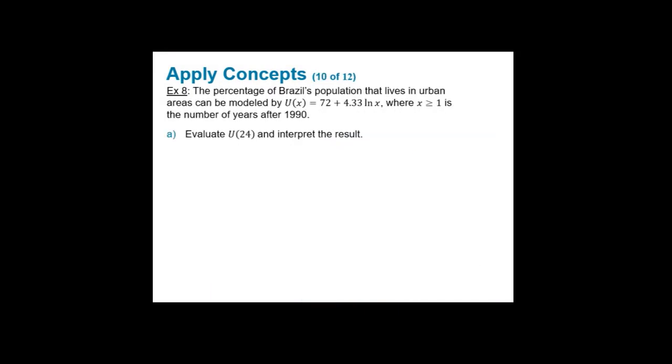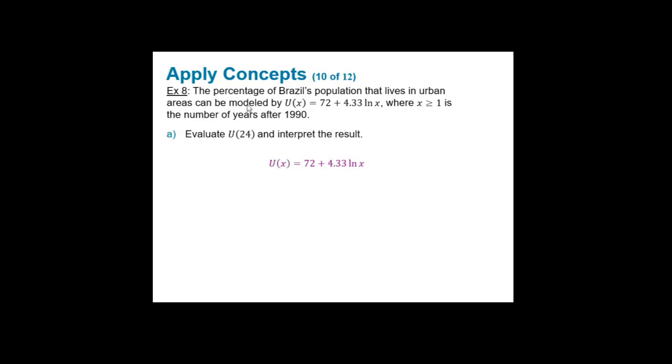So the percentage of Brazil's population that lives in urban areas can be modeled by U of x equals 72 plus 4.33 natural log of x, where x is greater than or equal to 1 is the number of years after 1990. Evaluate U of 24 and interpret the results. Again, it might be useful to write your equation down and make little notes about what everything equals.